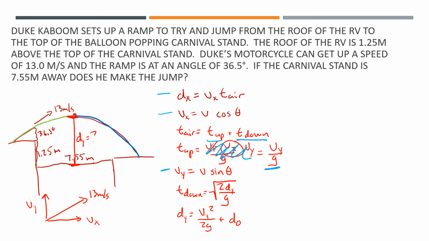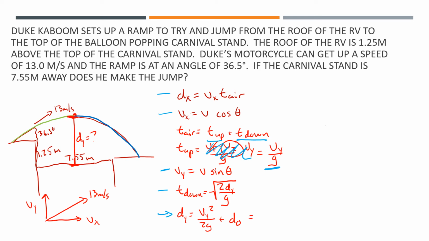Then we need to find the time down, and that time down is going to be based off the square root of 2 dy over g. That's great, but I need dy though. Well, dy is going to be based off how fast we're moving initially vertically and the initial height we start from. And from here, we just go back and plug all our numbers in and get our solutions.